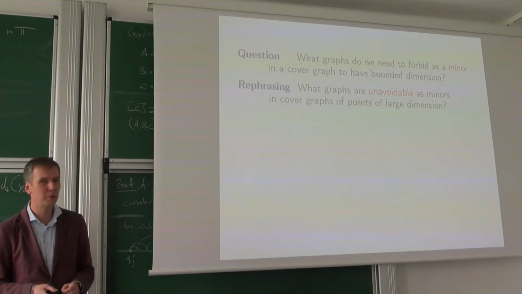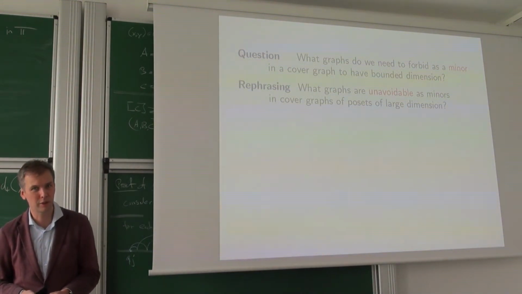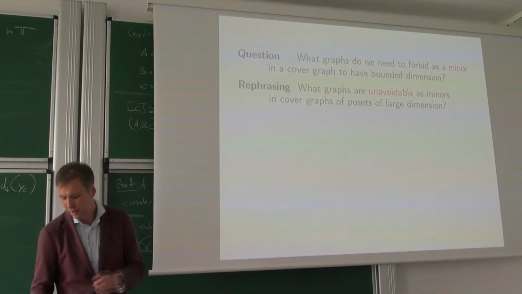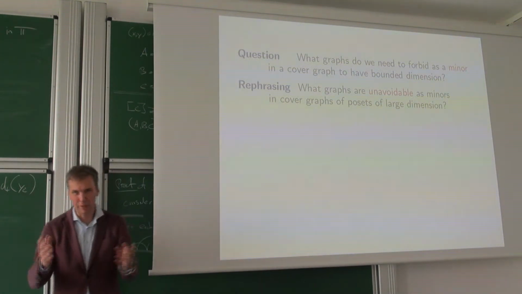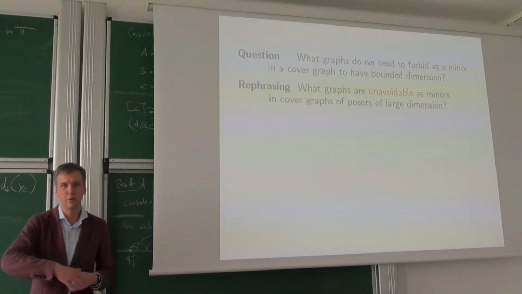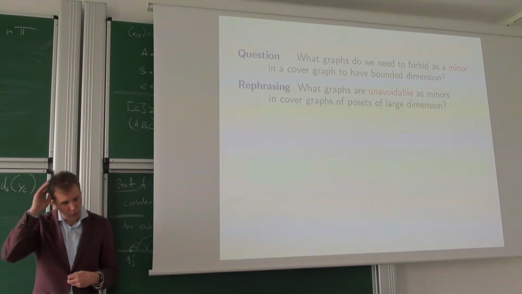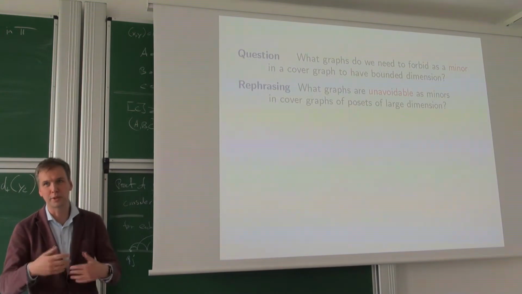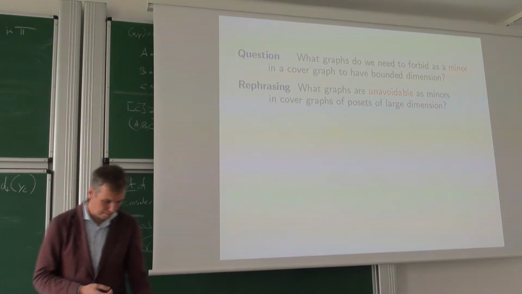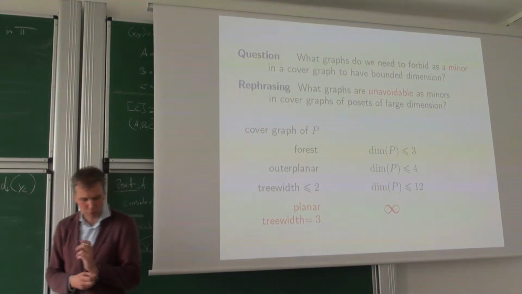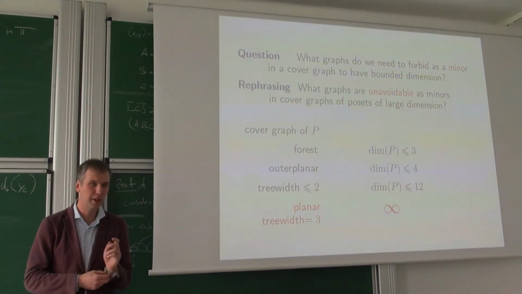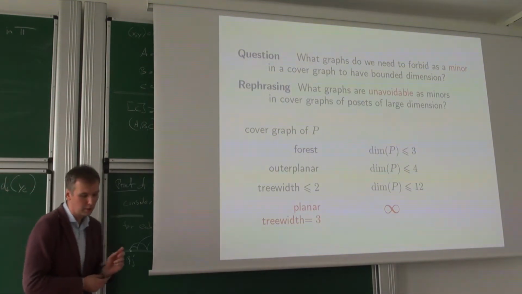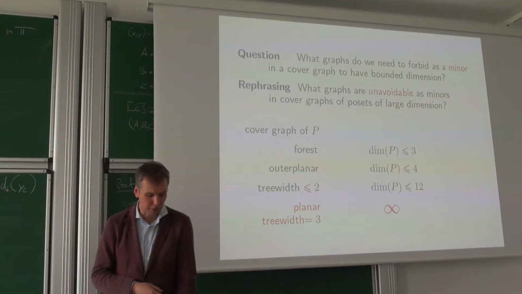Let's talk about forbidding things in terms of minors in a cover graph. Rephrasing, if I tell you that I have a family of posets with unbounded dimension, which minors are unavoidable? What is forced? So we know something, right? We know that when a cover graph is a forest, dimension is at most 3. When it's outerplanar, dimension is at most 4.